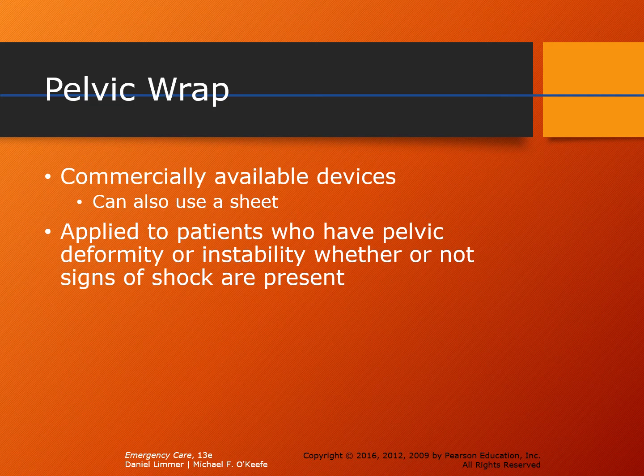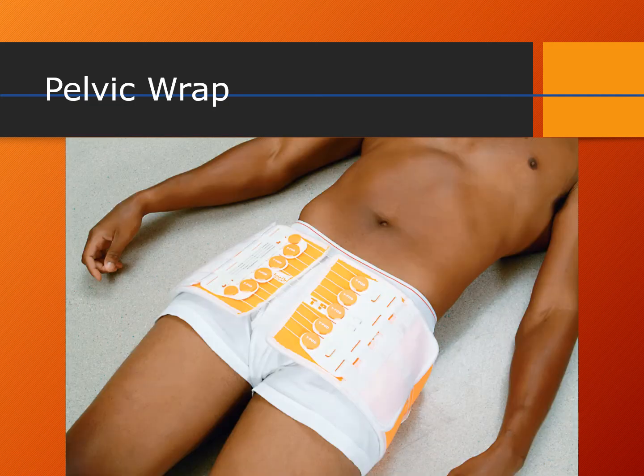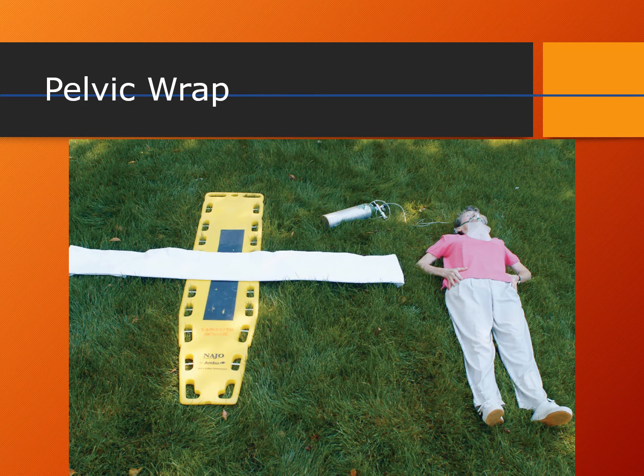We're going to apply these to patients that have pelvic deformity or pelvic instability, whether or not there are signs of shock present. So this is a commercially available device that sits up and around and reduces all extraneous movement of the patient's pelvic site. What's more common is a pelvic wrap. And what you see here is the preparation for a pelvic wrap. So let's look at a couple of these pictures so that you can see what's going on. Also, please note, the patient has already been placed in a cervical collar, and the patient is also already on supplemental oxygen with what appears to be a non-rebreather mask.